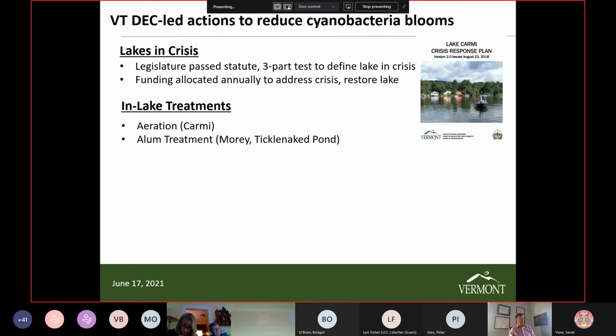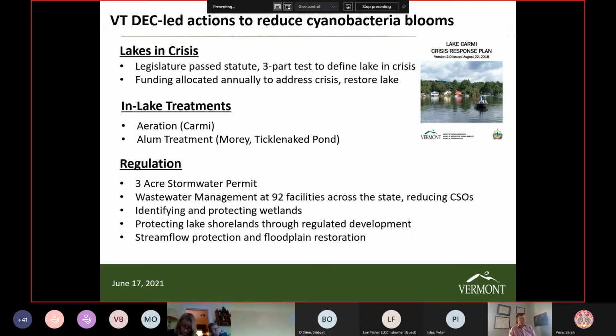That was a very expensive investment. It requires annual maintenance and operating costs, and does have some negative environmental impacts. So that's not something that we would do very frequently. It's reserved for very unique situations.